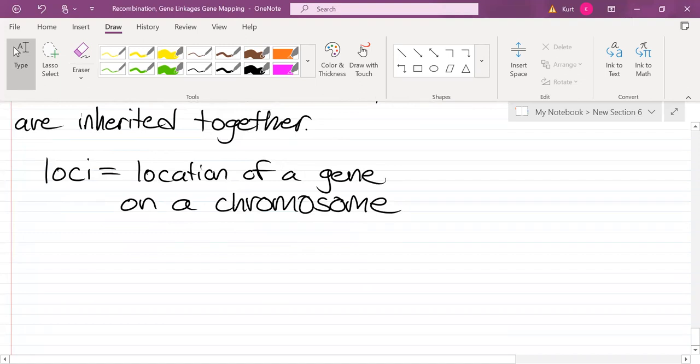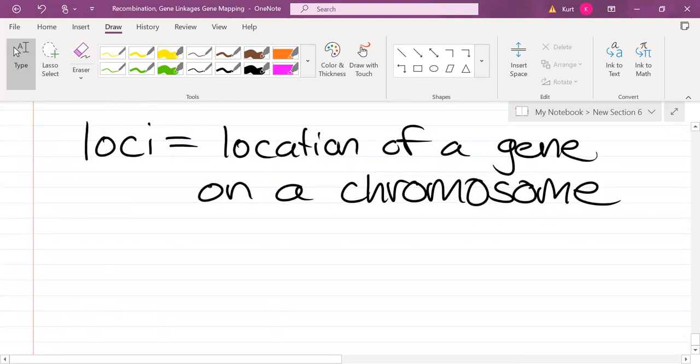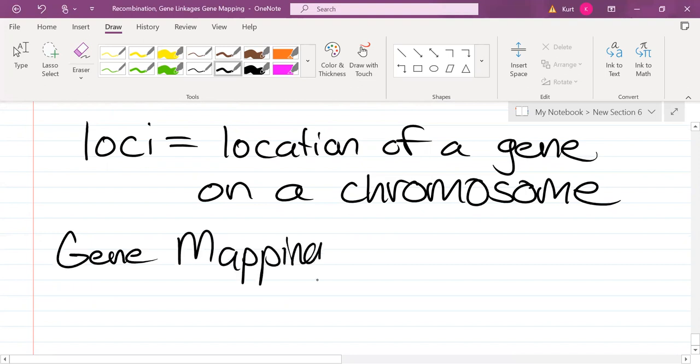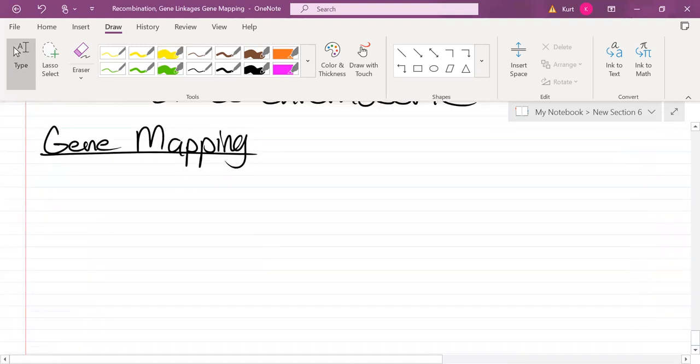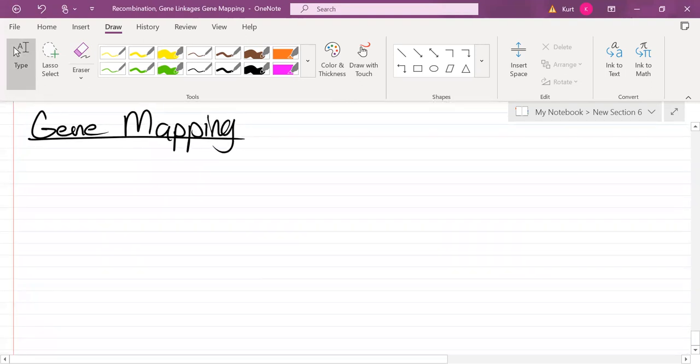Okay, so we've done linked genes, we've done recombination, which is crossing over. Let's get to our last part for today, and we're making good time. Let's talk about gene mapping. Gene mapping is a verb, it's an act. And you may see this on the AP exam. So let's say that we have a chromosome.